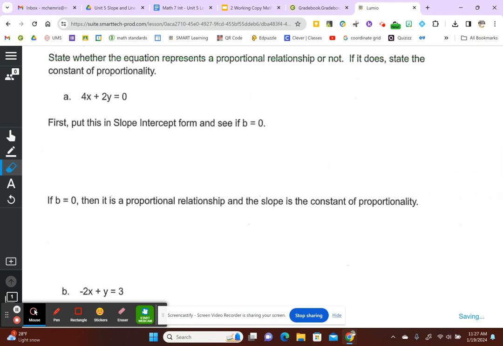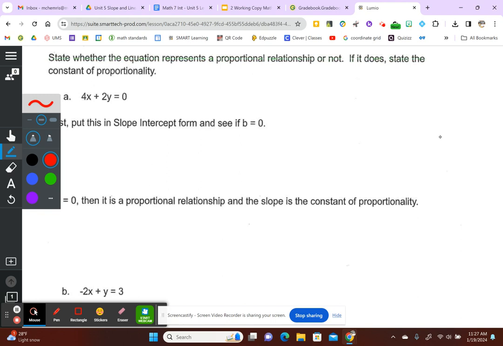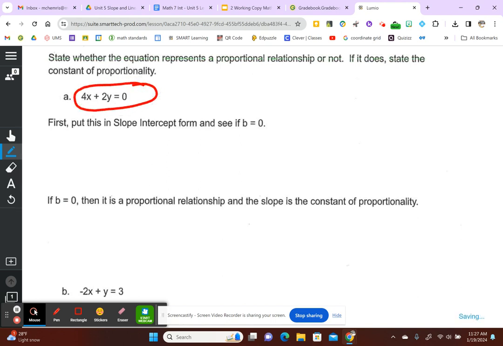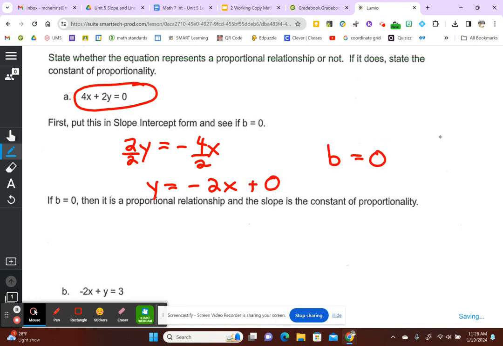Okay, now let's look at the equation. So we can look at an equation and decide if this is a proportional relationship or not. And the way we do it is we put it into slope-intercept form and we see if b is 0. So here, I'm going to subtract 4x from both sides, and then I'm going to divide by 2. So I have it in the form of y equals negative 2x plus nothing, or plus 0. So b equals 0, which means, yes, this represents a proportional relationship, because if I was to graph it, it would be a straight line through the origin.